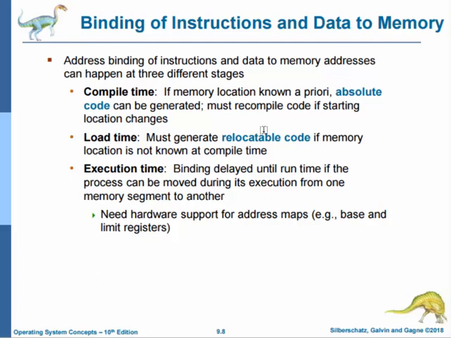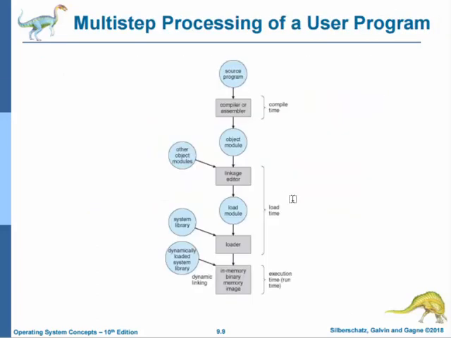In the figure below, you will see the different steps, the multi-step processing of a user program. As we mentioned, if there is a source program, for example, that is being sent to the compiler or assembler, that's going to be what we call the compile time.